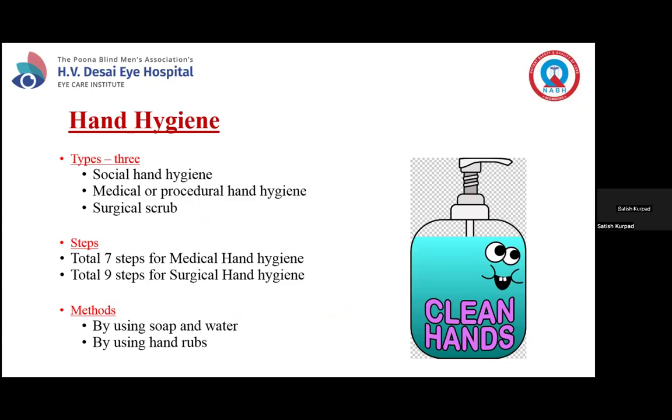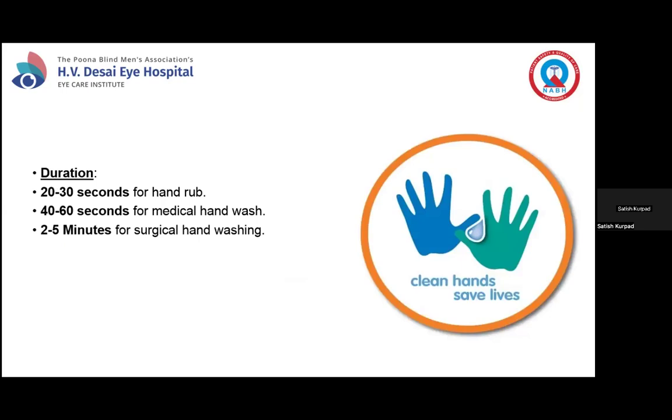By using soap and water or by using hand rub. Most of the time in the field, whenever we go for a donation call, a home call or any other area, we don't have soap or water available. So in that case, we have to use the hand rub. Here is the duration: 20 to 30 seconds for hand rub, 40 seconds to 1 minute for the medical hand wash, and 2 to 5 minutes for the surgical hand wash.